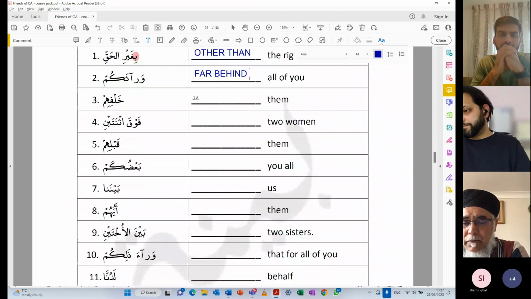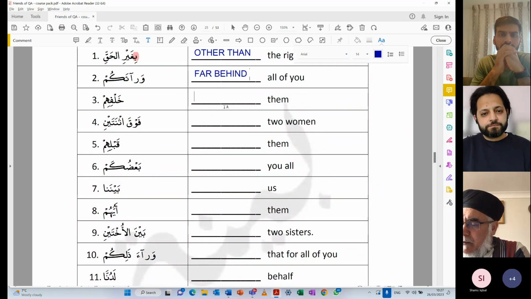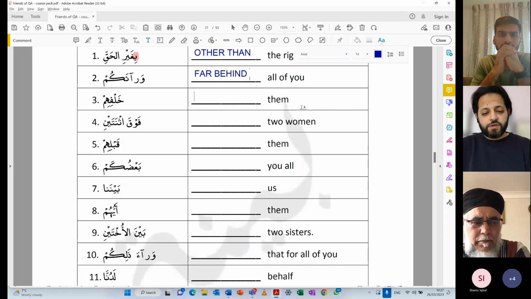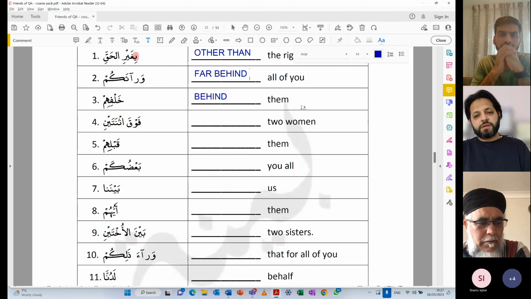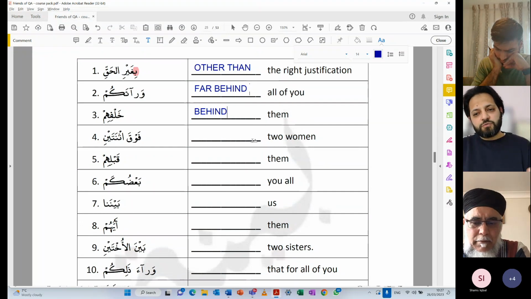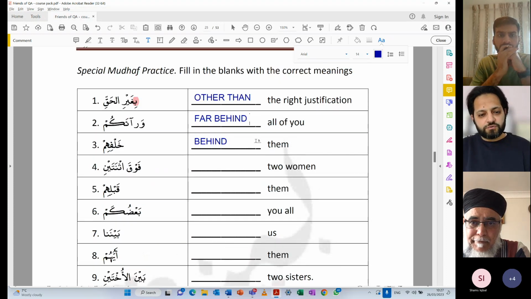Now, khalfi was behind, right? And him is the attached form of hum, so it means behind them. So I think you get the crux. It is not giving you the of meaning, but it is still a mudaf and mudaf ilay. Okay, so that's what I'm trying to do.